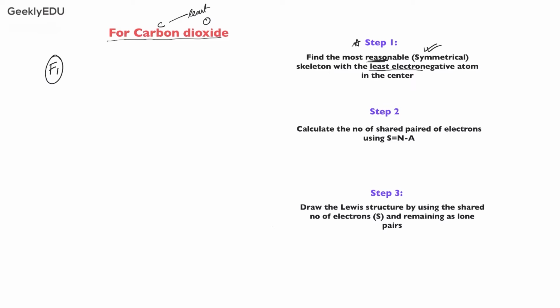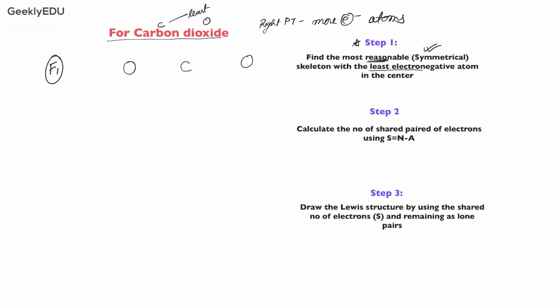Generally the rule of thumb is that towards the right of the periodic table you have more electronegative atoms, and towards the left you have the more positive atoms. So let's place carbon in the center, since it is least electronegative, and let's place oxygen in the periphery. So it looks symmetrical, right?